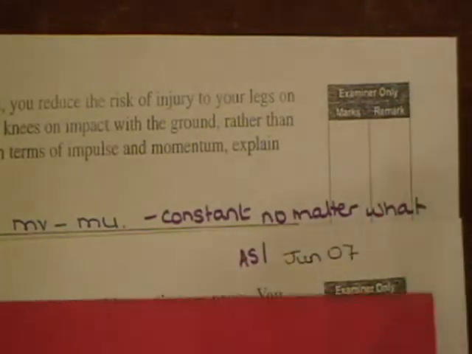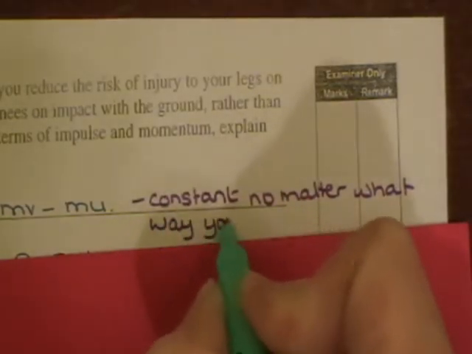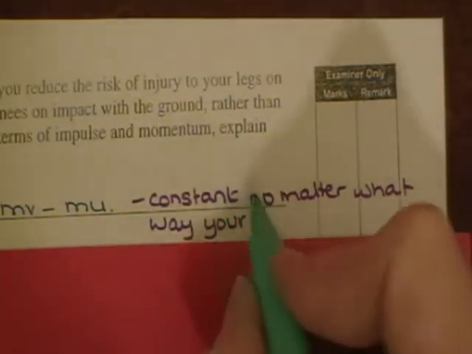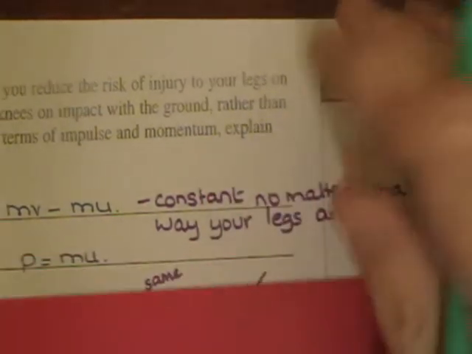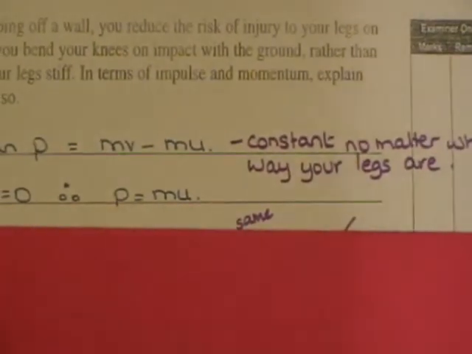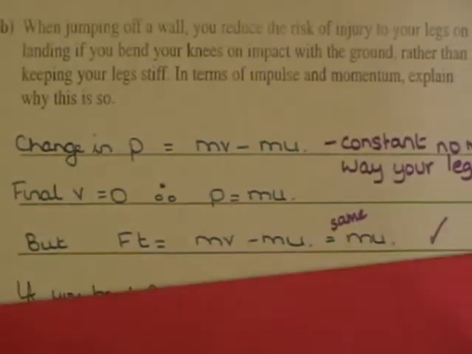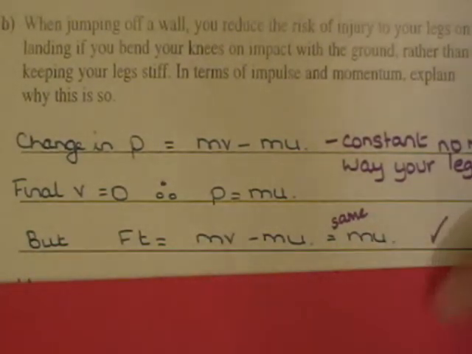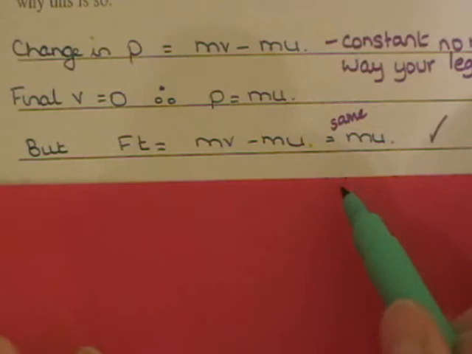So no matter what way your legs are, the change in momentum has to be the same. And so then the change in momentum is just going to be mu because the final velocity ends up as 0. But Ft equals mv minus mu. So Ft is impulse, and that's equal to the change in momentum. And that has to give you the same change in momentum no matter what way you do it.